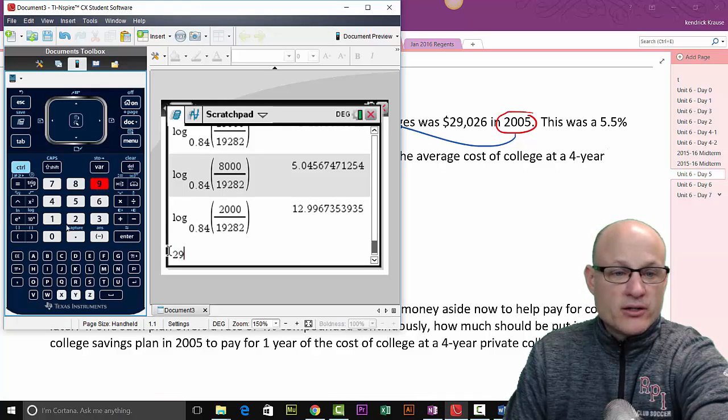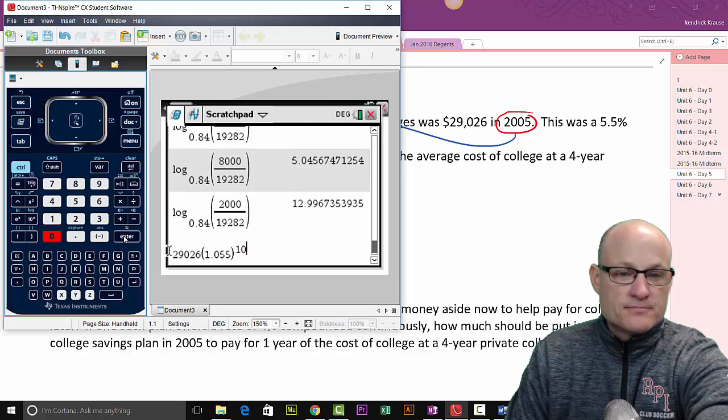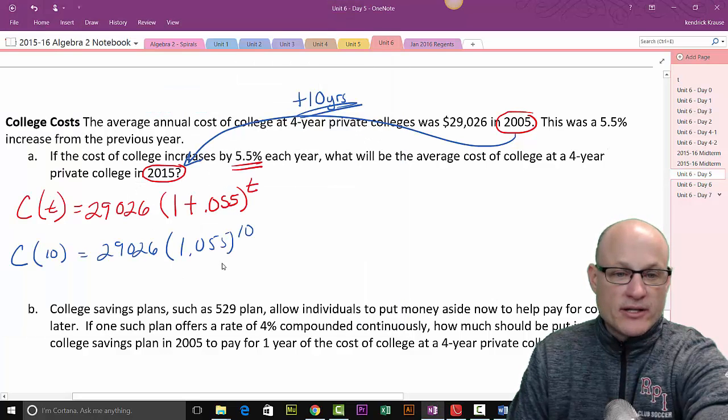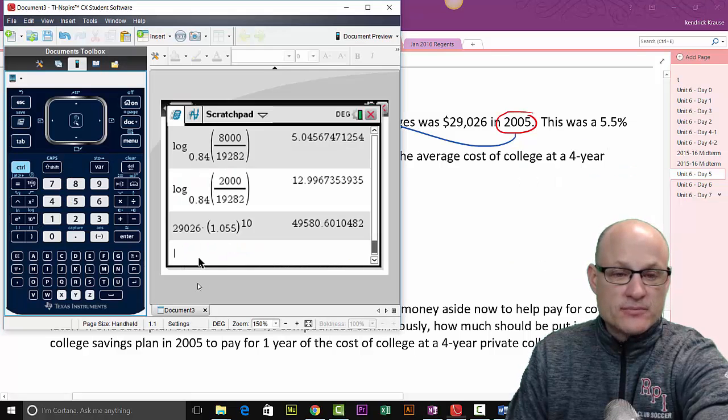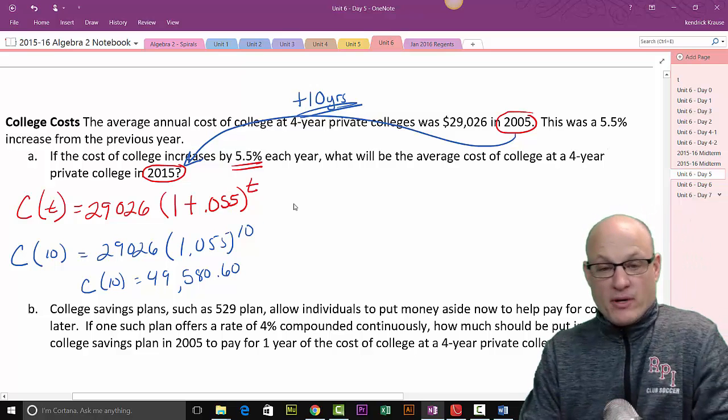So 29,026 parenthesis 1.055. I think I got too many fives in there. Raised to the 10. 49,580. So cost in 10 years will be $49,580 and 60 cents. Don't forget that 60 cents. That won't buy you anything.